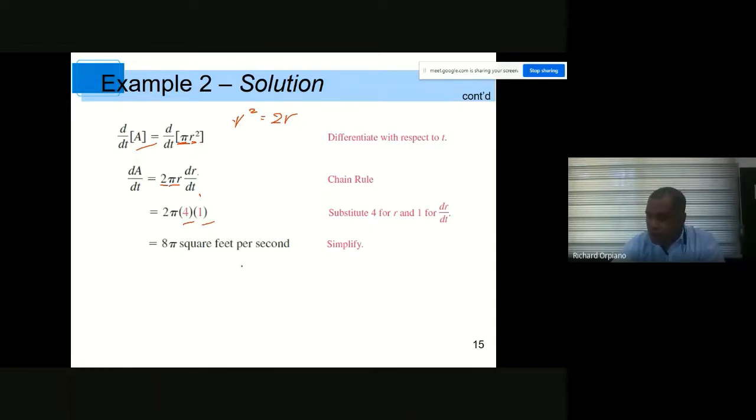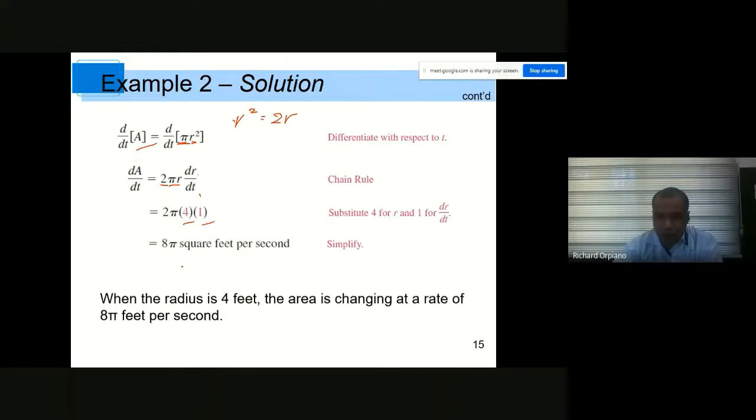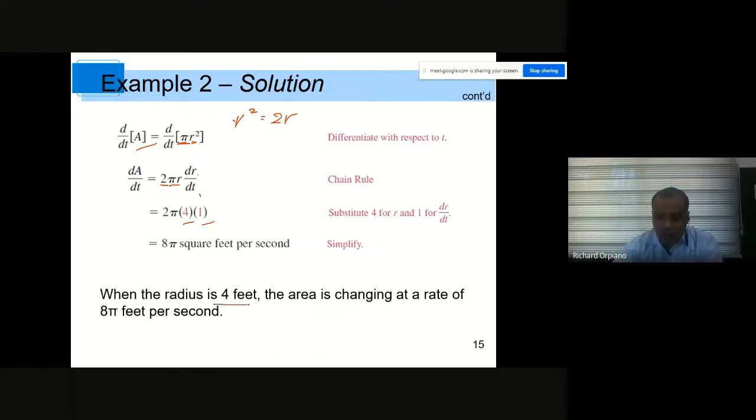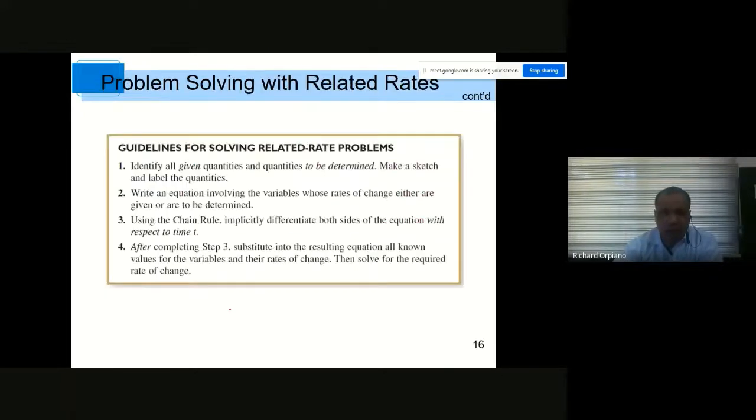Any questions? So you see, imagine, simple things like that you can compute using calculus, as long as you know the data. Okay, thank you. I hope there are no questions. So when the radius is 4 feet, the area is changing at a rate of 8 pi square feet per second.